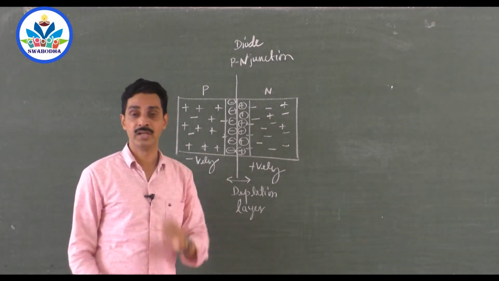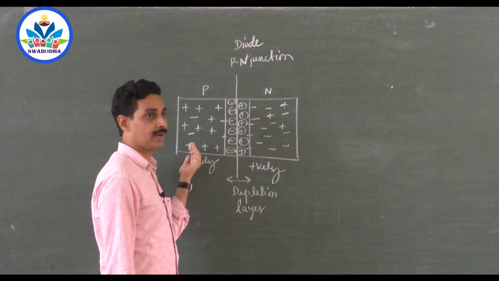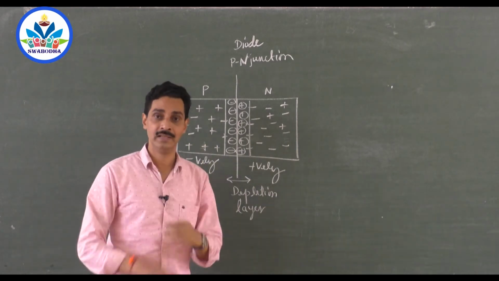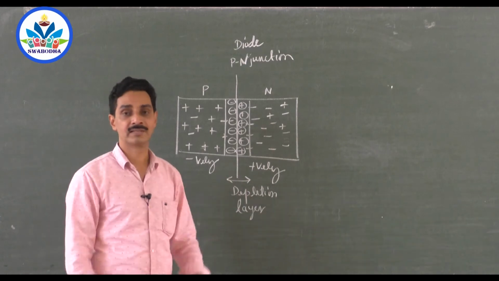So motion stops. Otherwise what would have happened is, all the electrons might have gone here and recombined with the holes, and this should have got positively charged and this side negatively charged completely. And that cannot happen, because the migration itself will start opposing.